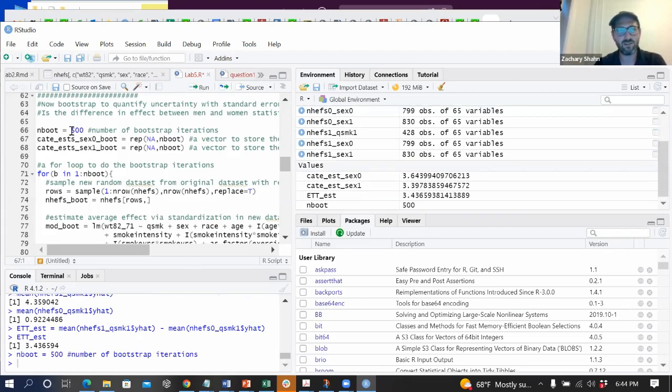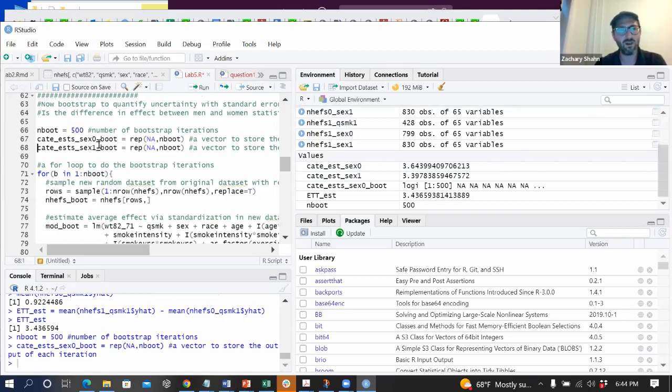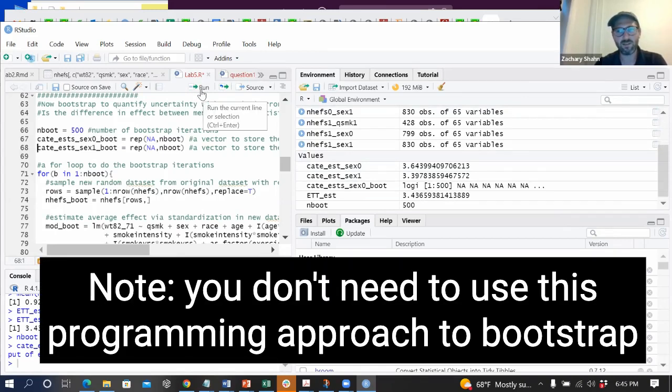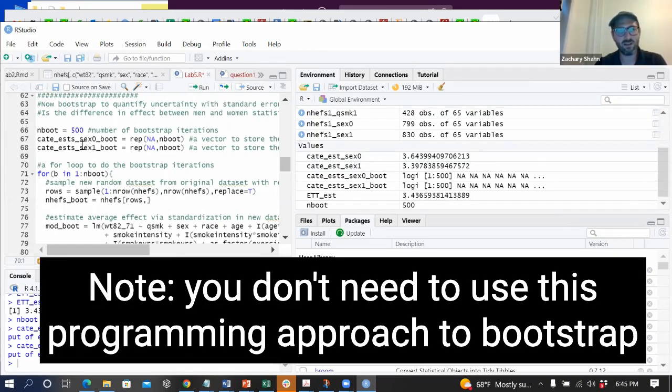We're going to do 500 bootstrap samples. We're going to make an empty vector to store all of our estimates of the effect in men, and a separate empty vector to store all of our estimates of the effect in women.